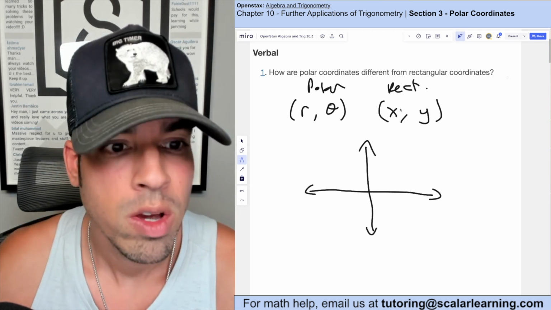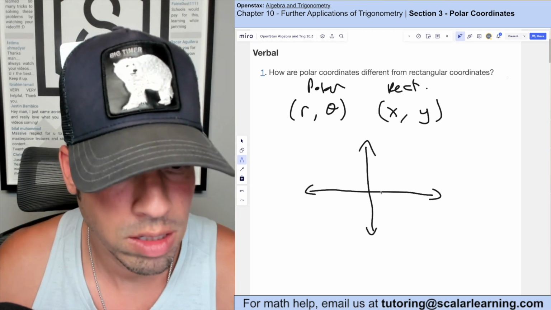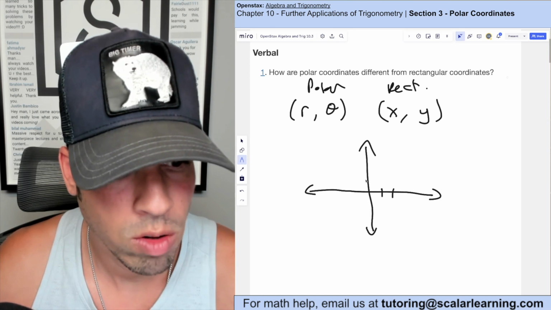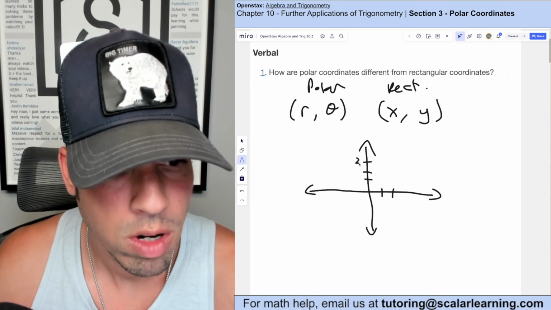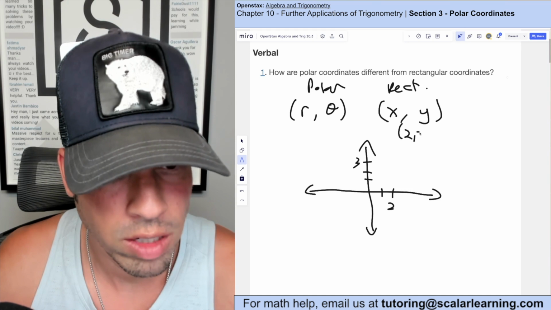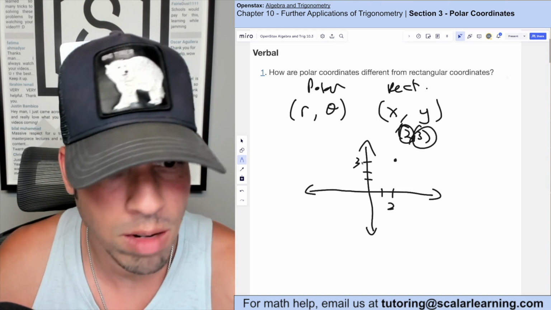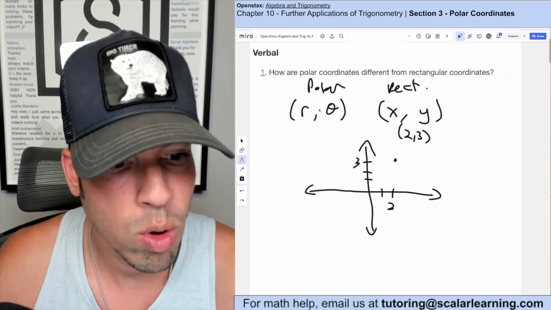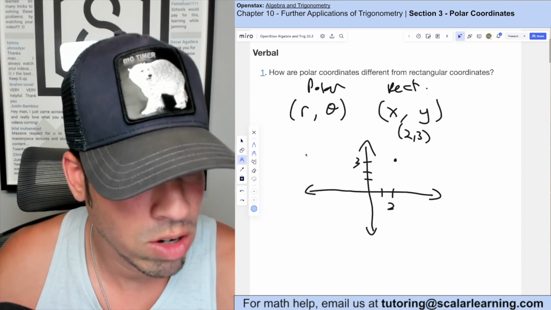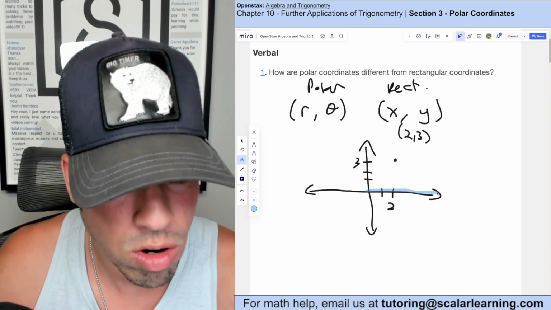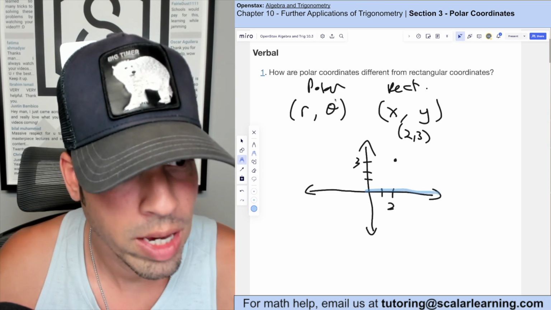For example, we have our typical rectangular coordinate. Let's say we go 2 out and 3 up. So that could be a coordinate of (2, 3), and that would be right here. This is how much we go to the left or right, and this is how much we go up or down. Now with the polar coordinate, it's a little bit different. We have our x-axis right here, and starting at this point, we have a theta value.